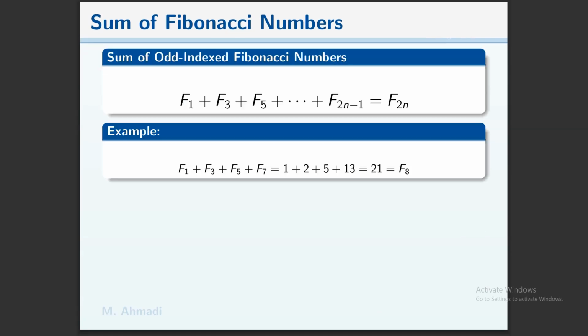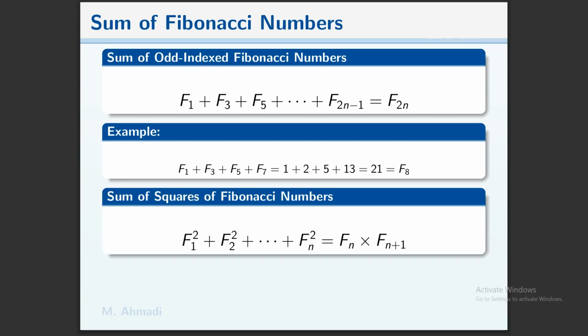And also, another property is the sum of Fibonacci numbers. The sum of odd index Fibonacci numbers, F1 plus F3 plus F5, and so on, plus F2n minus 1, equals F2n. For example, F1 plus F3 plus F5 plus F7 equals 1 plus 2 plus 5 plus 13 equals 21. 21 is the 8th term of the Fibonacci sequence, equal to F8.